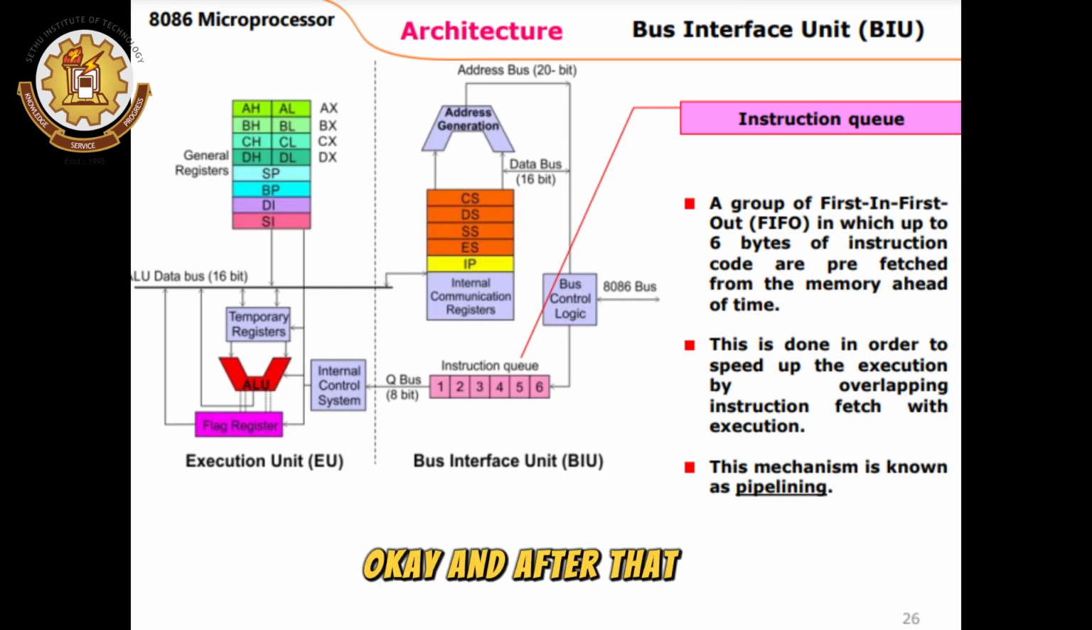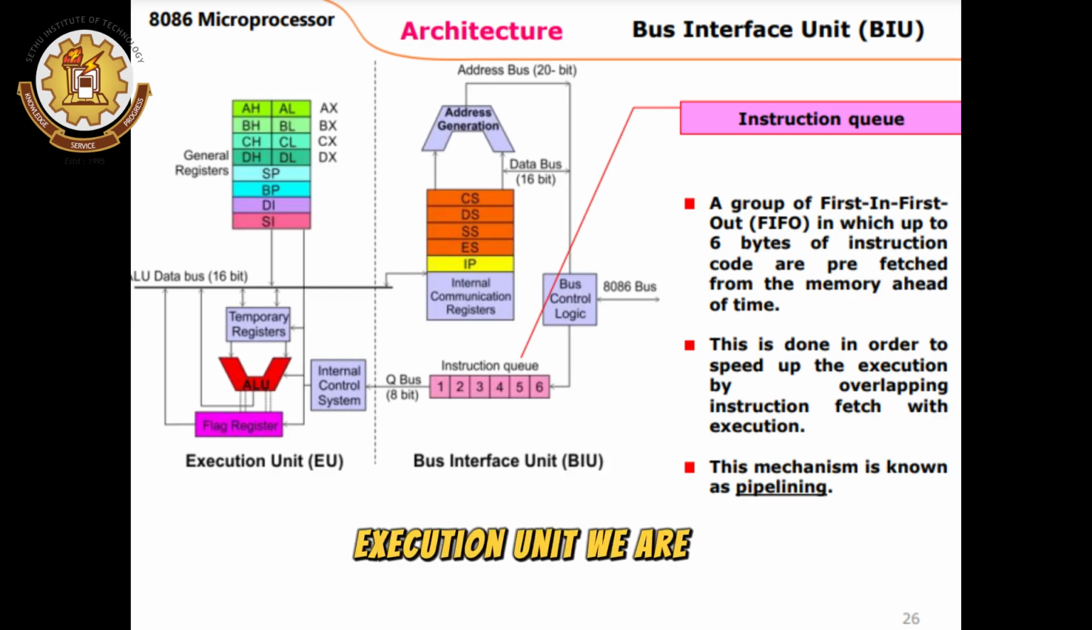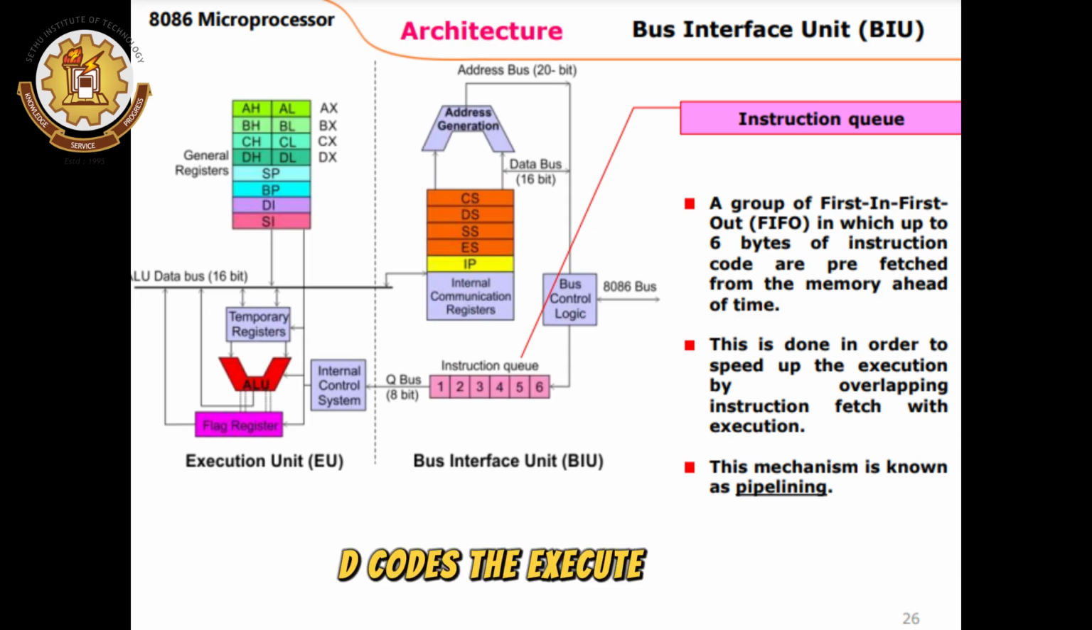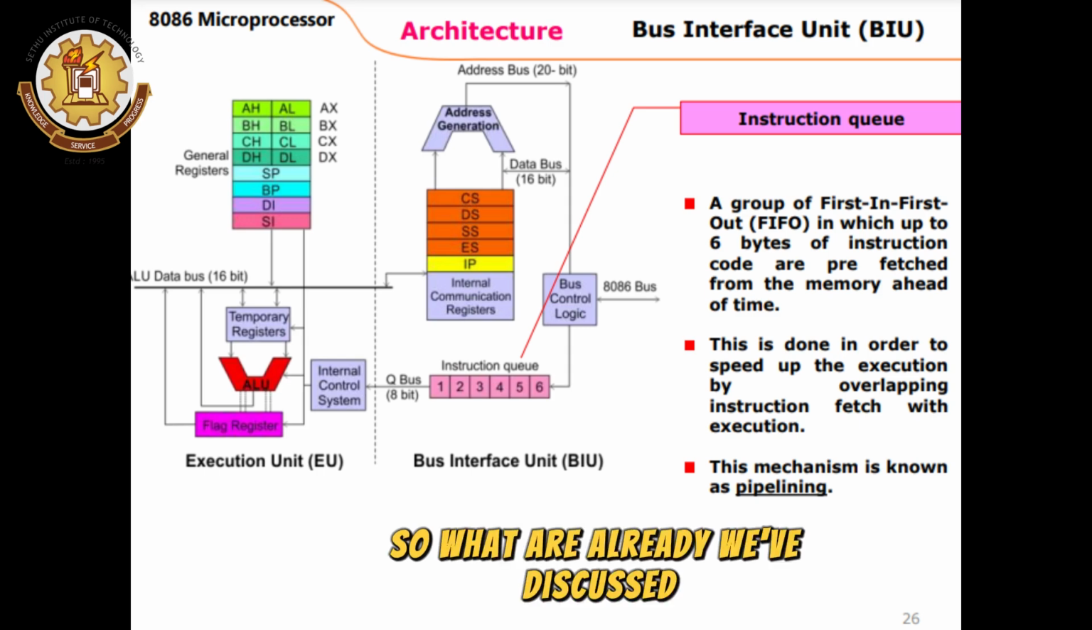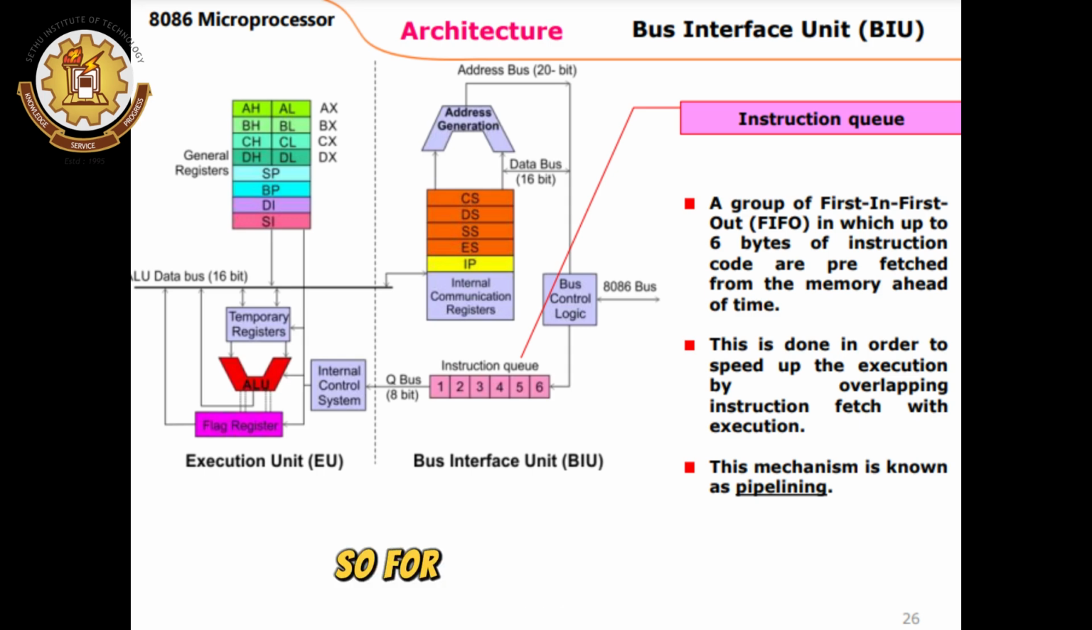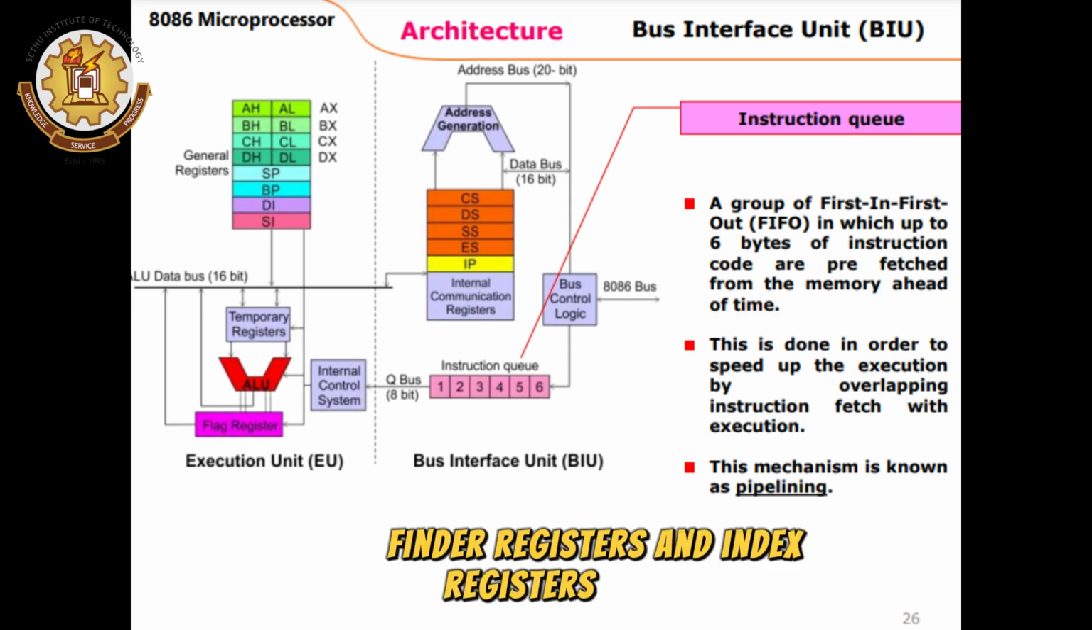After that, we are going to discuss the execution unit. The EU decodes and executes instructions. The decoder is the control system that translates instructions. What we already discussed: general purpose registers, pointer registers, index registers, and flags.